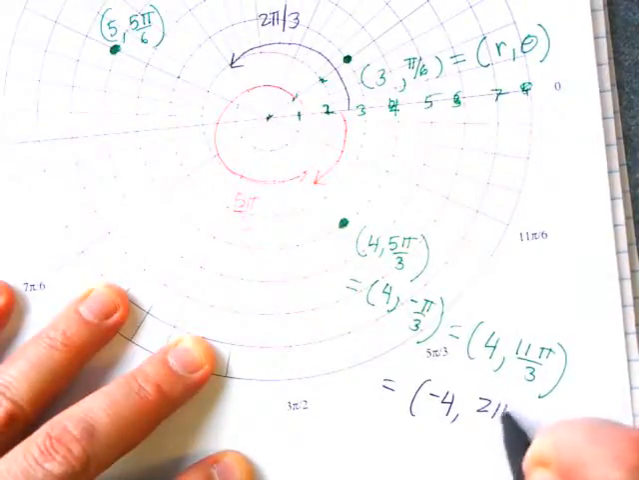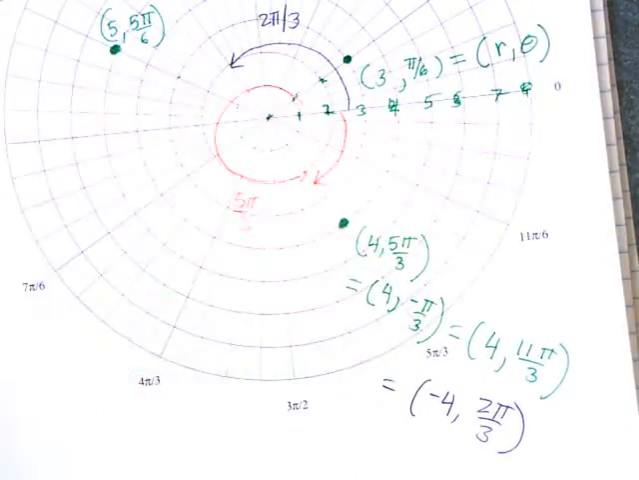I don't like that one. You don't like that one? I don't either. Personally, I like r to always be a positive number. But that is acceptable. Some people do allow r's to be negative. This means go the other way.